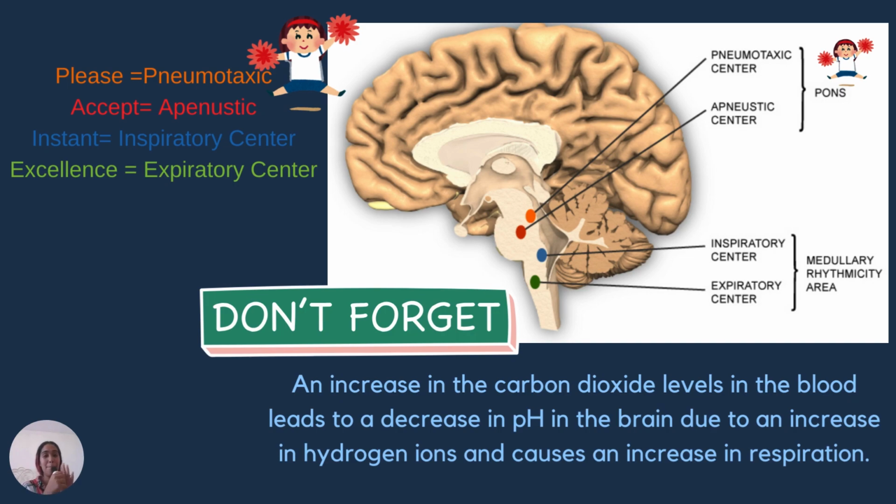So the top 2 are part of the pons. The bottom 2 are the medullary rhythmic area. Big word there. The medullary rhythmic area.